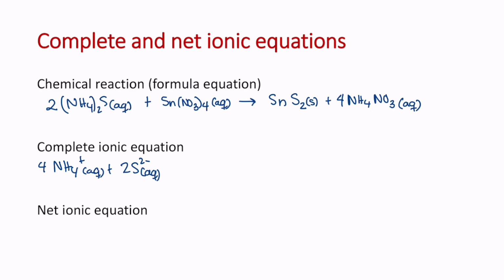Tin(IV) nitrate is aqueous, so I can break that up into its ions. Oh, whoops, that is a 4+, not a 2+, because we're dealing with tin(IV), plus 4 nitrates, which is also aqueous. Now, if something is solid, it does not break up into its ions because it doesn't go into solution. So I'm going to leave my tin(IV) sulfide together because it's not going to dissociate. It's not going to break up. And then my ammonium nitrate is aqueous, so it will break up into its ions. So in solution, we only have ions.